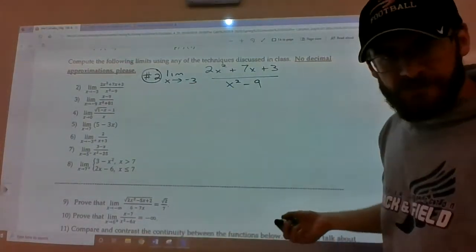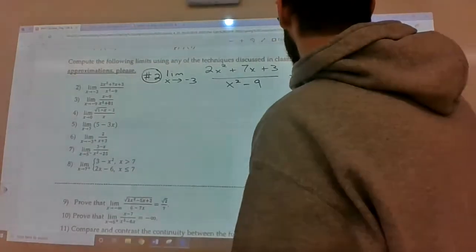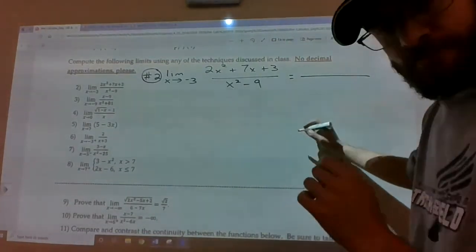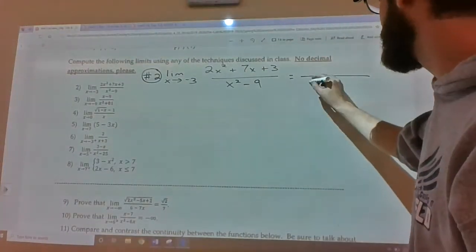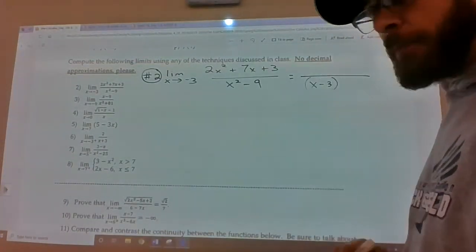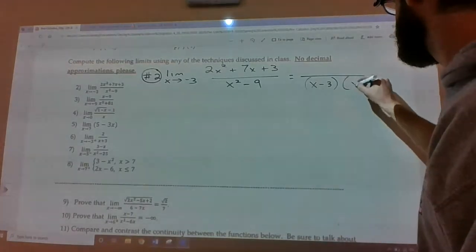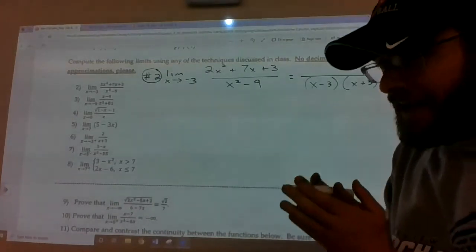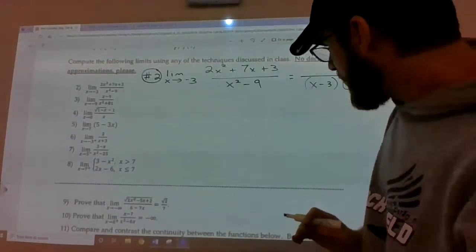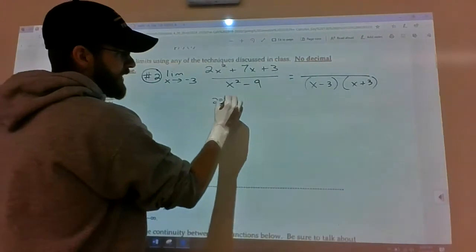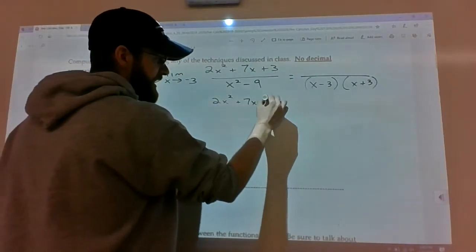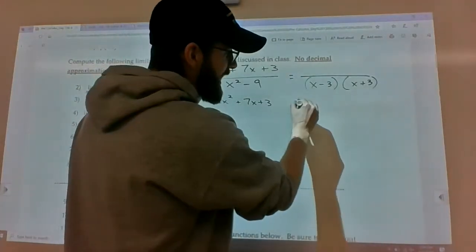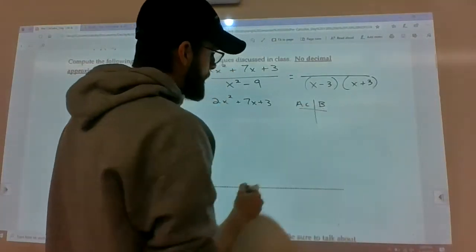So the bottom is a difference of squares. I can factor that. This would be x minus 3 multiplied by x plus 3. Okay? The top, we are just praying that this thing is factorable. Let's check it out. 2x squared plus 7x plus 3. If you've forgotten how to factor, what are you doing? No, I'm just kidding. The AC method works out pretty fine.